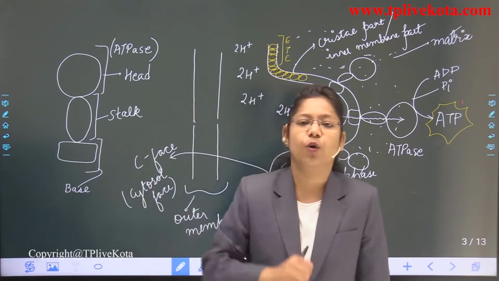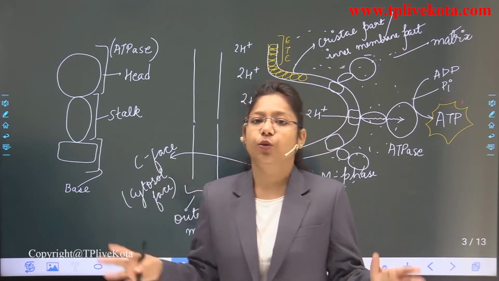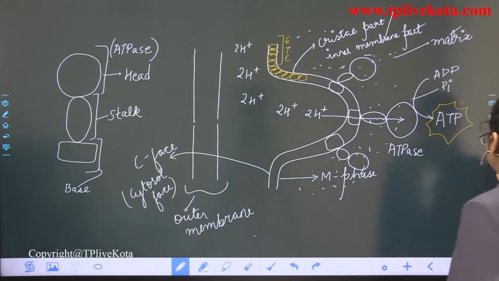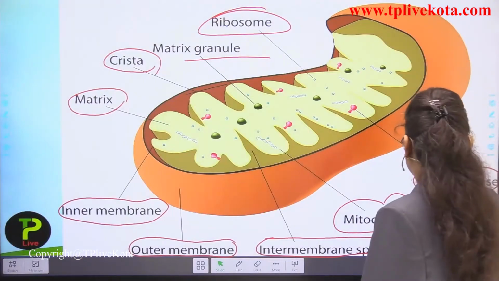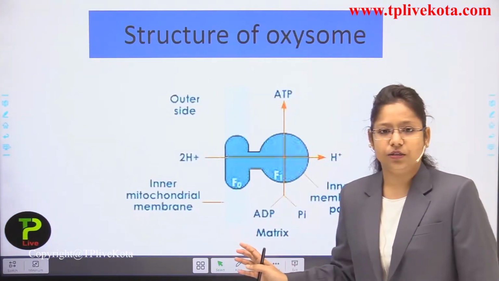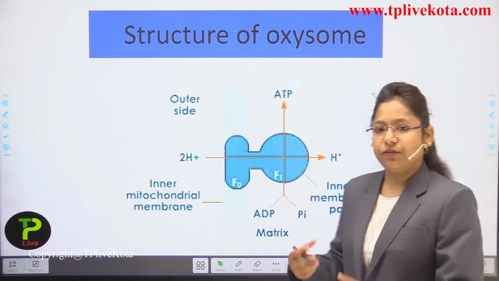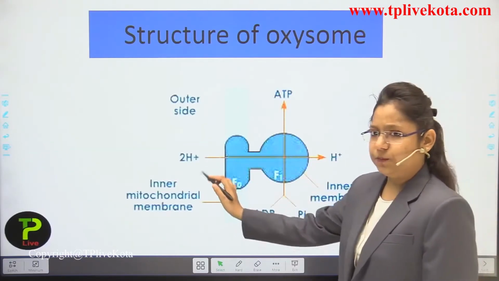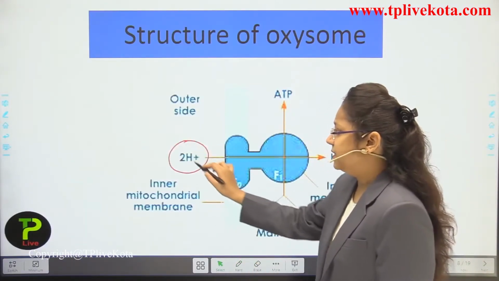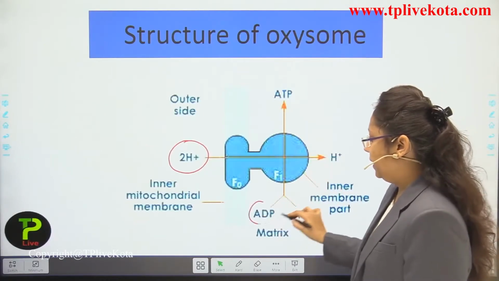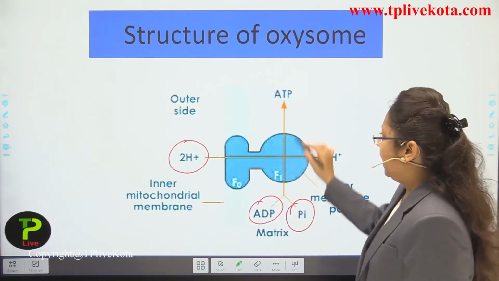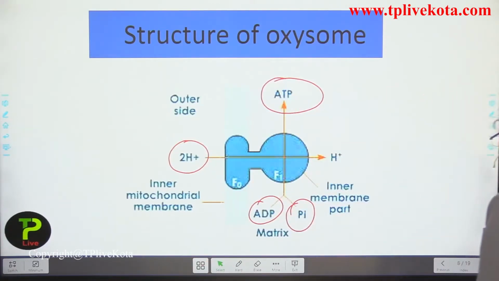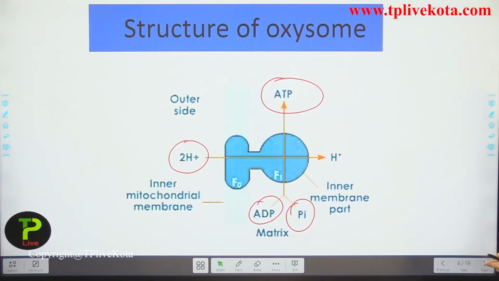Okay, now I am moving towards the functions which are going to be performed by the mitochondria in our body. So what are the functions? We are going to see it over here. The structure of oxysome is clear to you all. We will revise it shortly. On the inner mitochondrial membrane, oxysome is present. The proton here is accepted over here. This ADP combines with inorganic phosphate and becomes what? ATP. This is clearly understood to you. Okay, now I am moving towards the next slide.